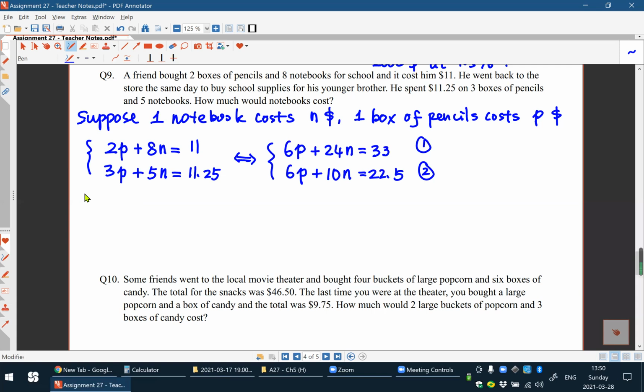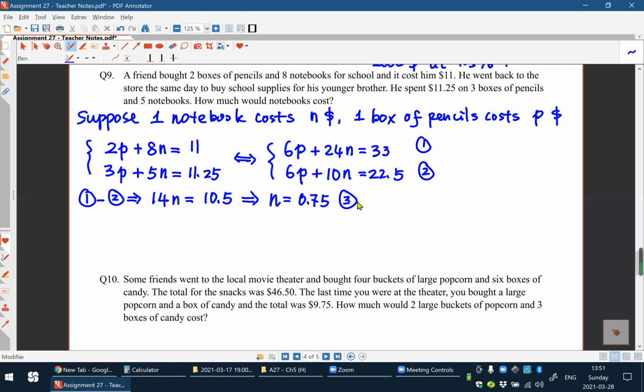Then we can use equation 1 subtracted by equation 2. And this will give us 14N equals 10.5, right? Okay, so we can solve that N is actually 0.75. So actually, here we have solved the price of notebook, right? So you can stop here.